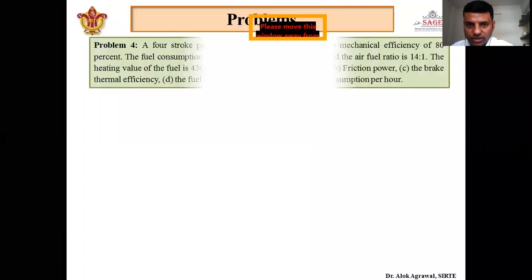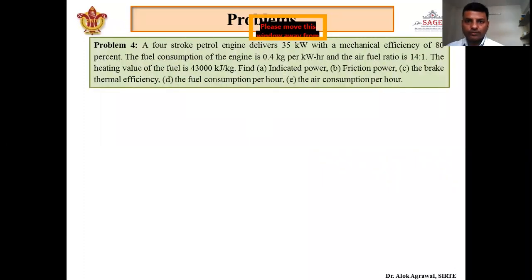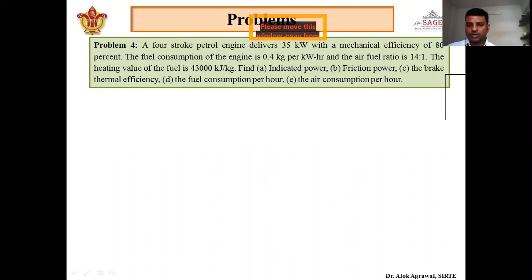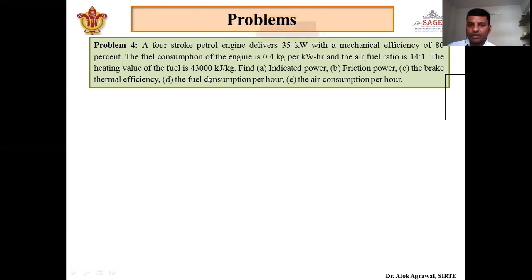So, let's start with another problem, that is problem 4. Here it is given that a 4-stroke petrol engine delivers 35 kilowatt with a mechanical efficiency of 80%. Two things are given: first is brake power, 35 kilowatt, and another one is mechanical efficiency, that is 80%. Next, the fuel consumption of the engine is 0.4 kg per kilowatt hour. It is given in terms of power, kilowatt hour, so it is actually specific fuel consumption.